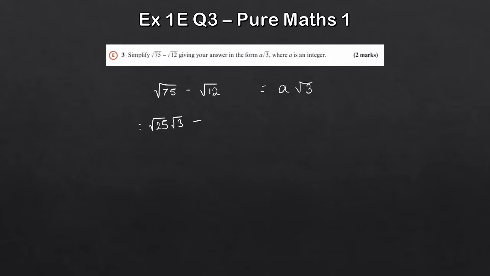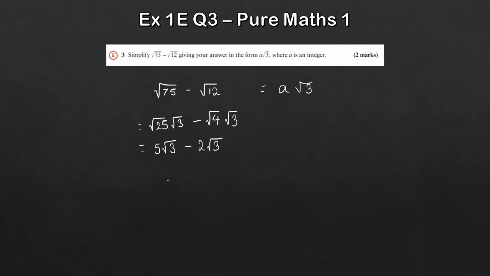So this one's nice and easy. Root 4 would be my biggest square number. So root 4, root 3. And now what we can do is simplify our square roots here. So root 25. Again, this is why we need square numbers. So we can write this as 5 root 3. Root 4 would just be the same as 2. So this is 5 root 3 minus 2 root 3.